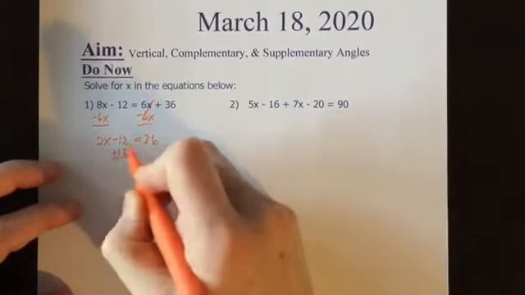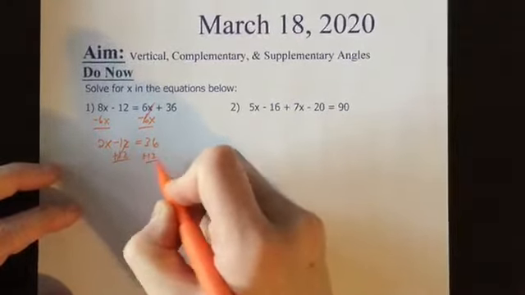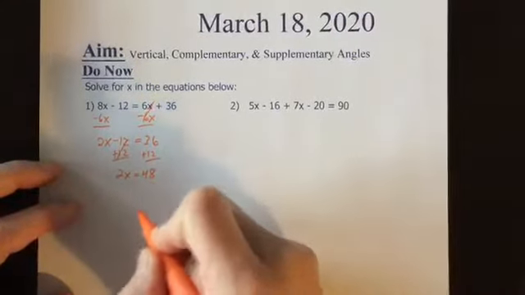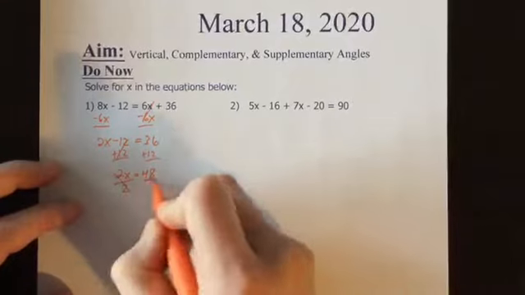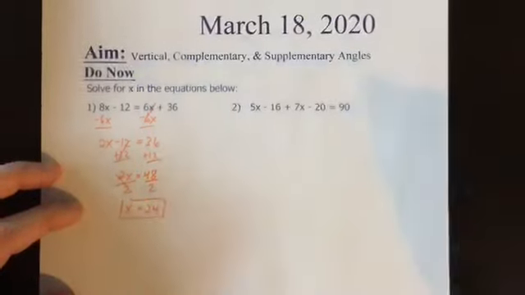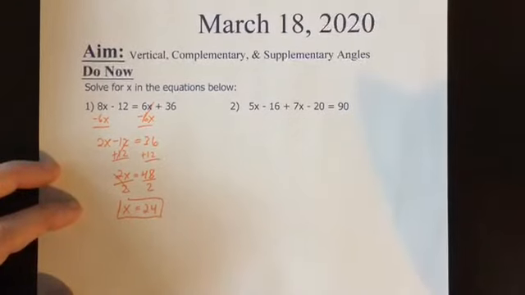We'll add 12 to both sides. 2x is equal to 48. Divide both sides by 2 and we get x equals 24. Nice stroll down memory lane.